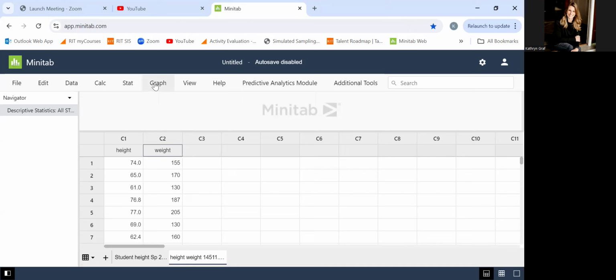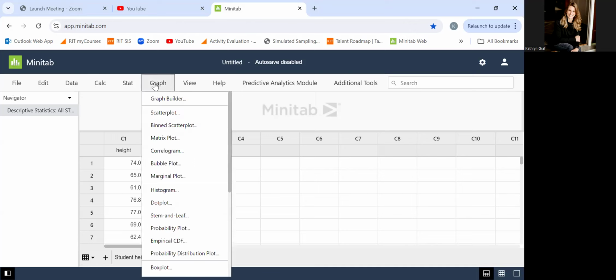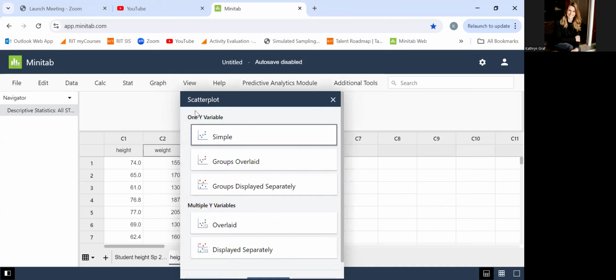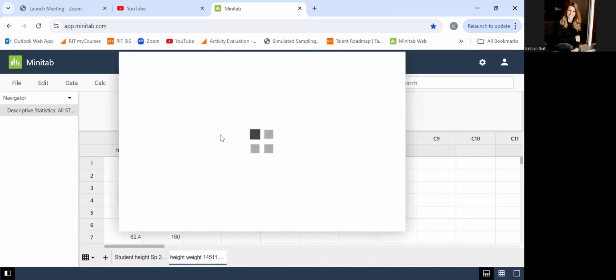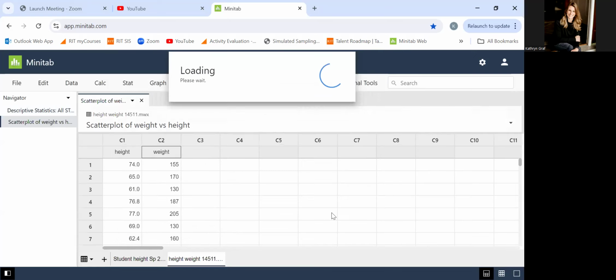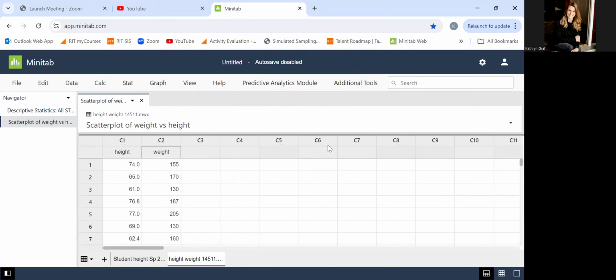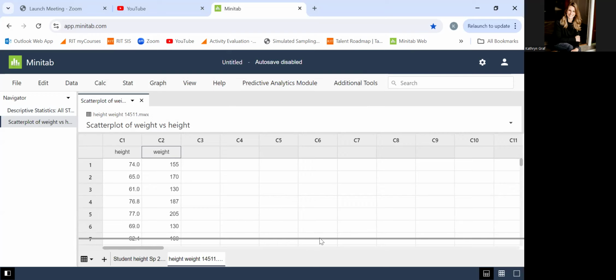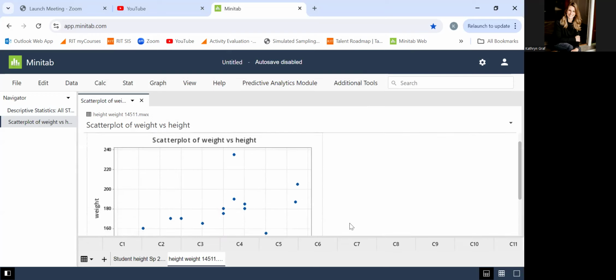We will go under graph, and right at the top, we'll see scatter plot. I'm going to choose simple here. And my Y variable will be weight, and the X variable will be height. And we can just click OK. And we will see our scatter plot for this sample of 20.